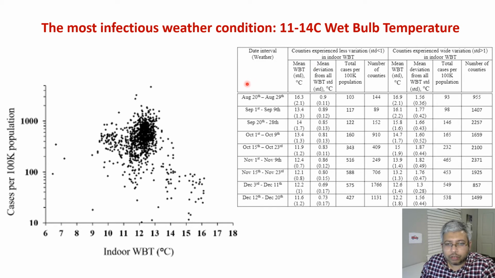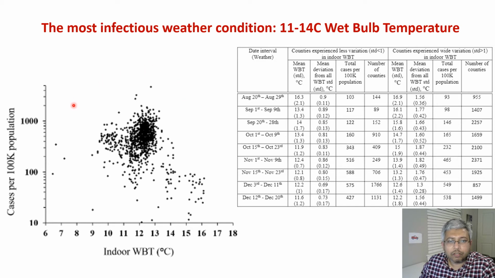How I did that, we published a preprint. You can go over this literature and you'll learn how we calculated it. We got so many data points, and then we just took the data for a 9-day period of time when indoor wet bulb temperature did not change significantly, say standard deviation is less than 0.6.